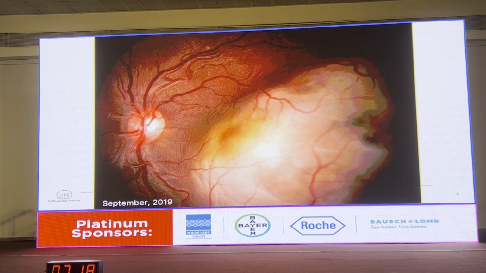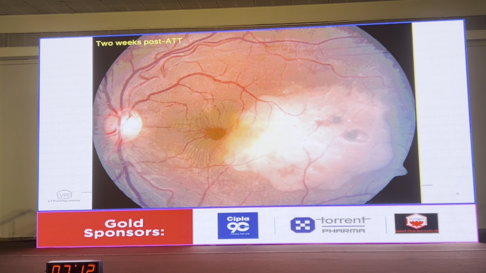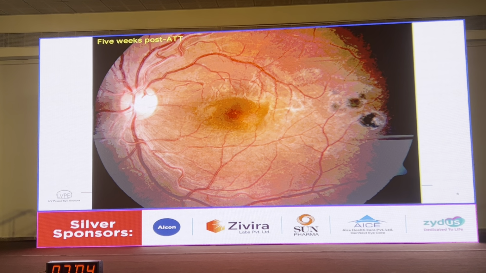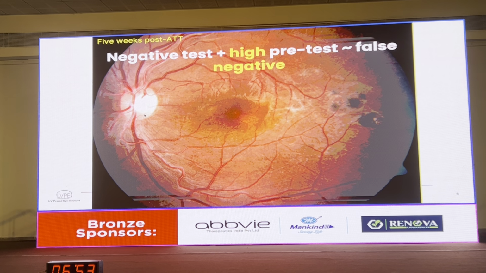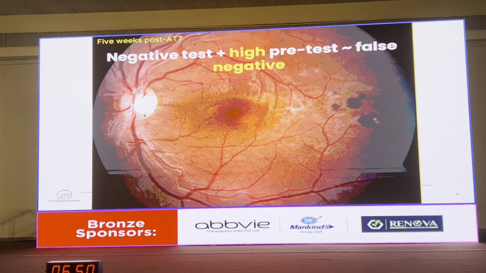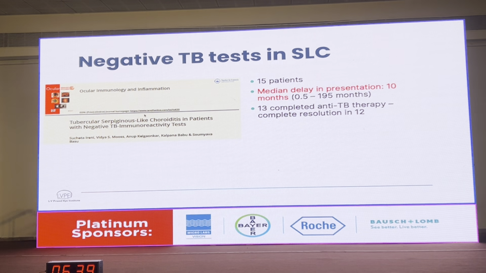We started the patient on anti-TB therapy alone. Okay? And this is the picture after treatment with only 2 weeks of anti-TB therapy alone. The lesion is melting away, and in 5 weeks, gone. No steroids, completely gone. So a patient with negative TB tests and a normal CT scan of the thorax, this could be the picture. So negative tests with a high pre-test probability of this being tuberculosis has a chance of being false negative. So that concept should be there in our mind.